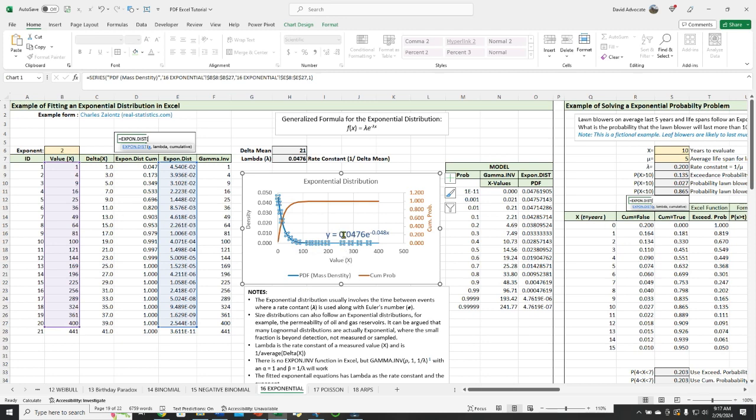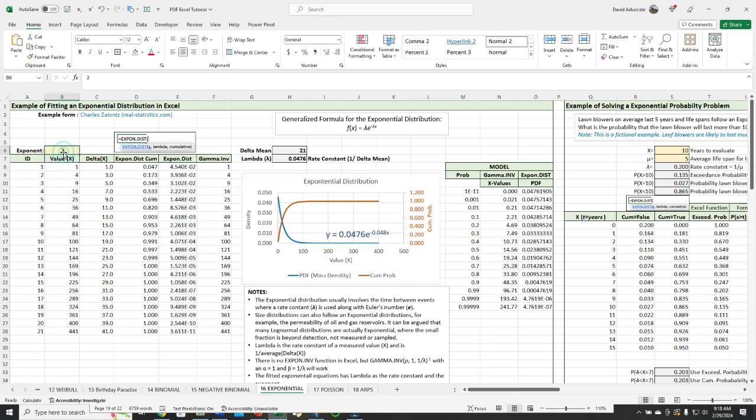Note that the equation of this line here uses the rate constant raised to the exponent of minus the rate constant times the x value. Up here I've put the generalized formula for the exponential distribution. In this particular worksheet I've set it so that you could change the exponent to play around. So let's just make this a 5 and see what happens.